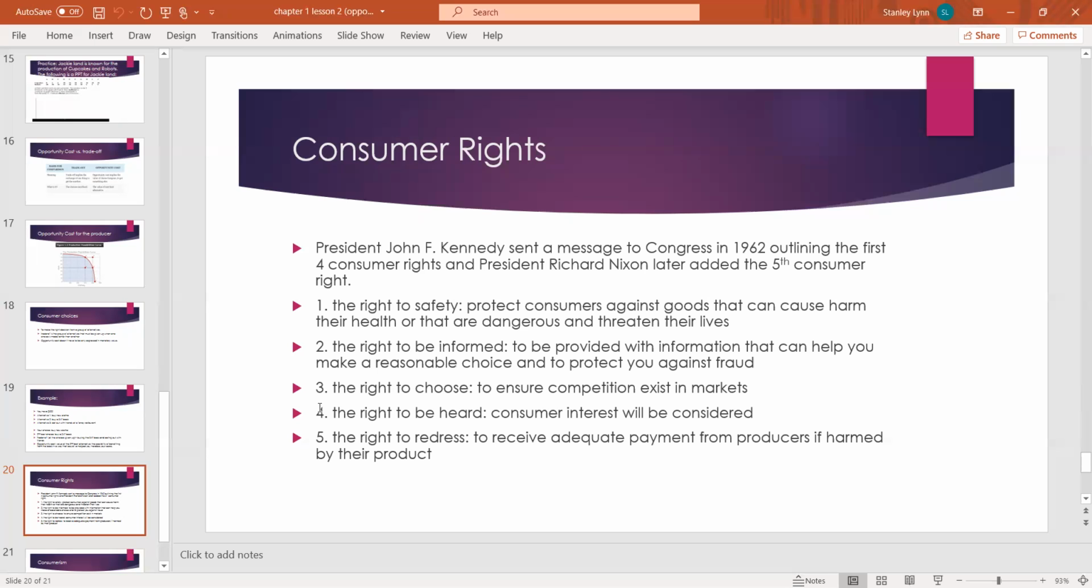Okay, the first right is the right to safety. Okay, this protects you against any good that could possibly harm you, endanger you, or threaten your life in any way or health. The second is the right to be informed.